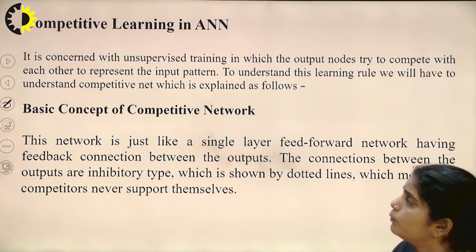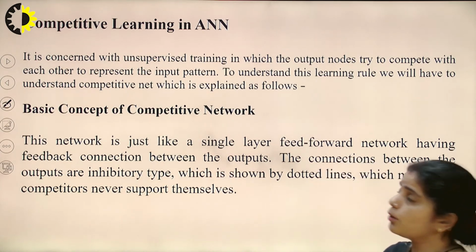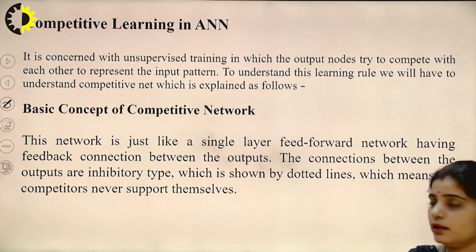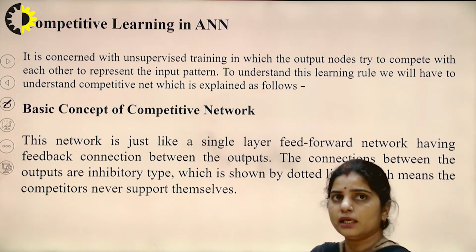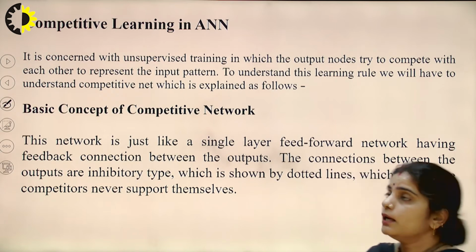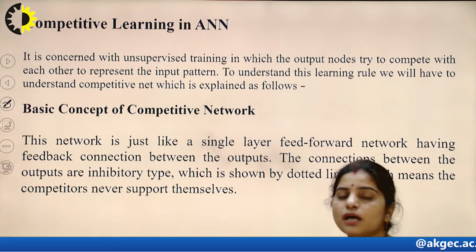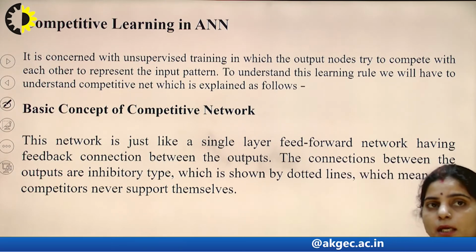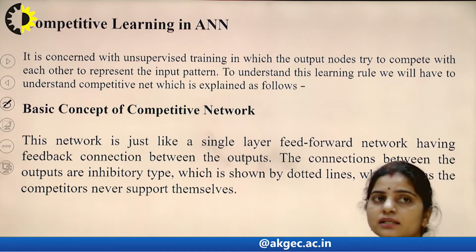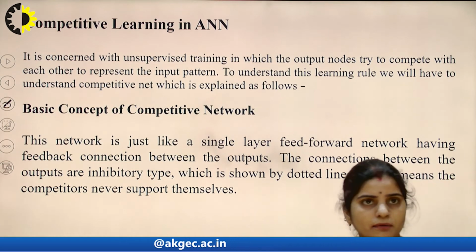Now I am going to discuss one more topic: competitive learning in the ANN. ANN is artificial neural network. So what is competitive learning in artificial neural networks? Basically, competitive learning is concerned with unsupervised training in which the output nodes try to compete with each other to represent the input pattern. But to understand this learning rule, we first have to understand the competitive net.